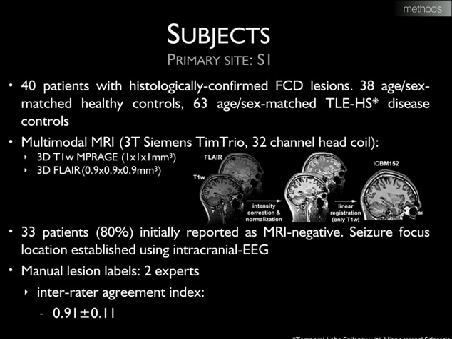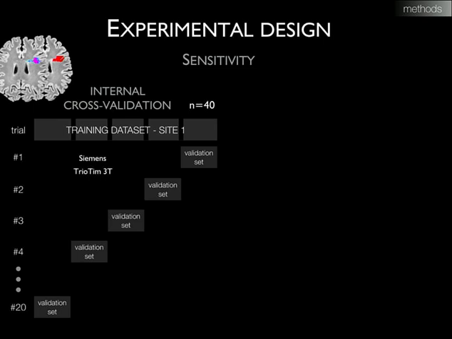The manual annotations were done by 2 experts who had a very high reliability agreement index, and we used the fusion of those 2 labels to perform the training. For the design, we compute sensitivity as the performance measure. If the lesion, so this is the lesion label, and this is the prediction, if they co-localize, that's the definition of a sensitivity.